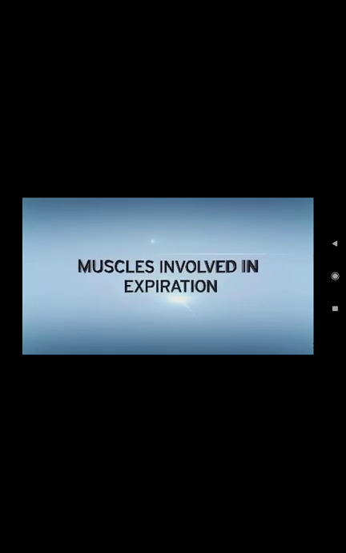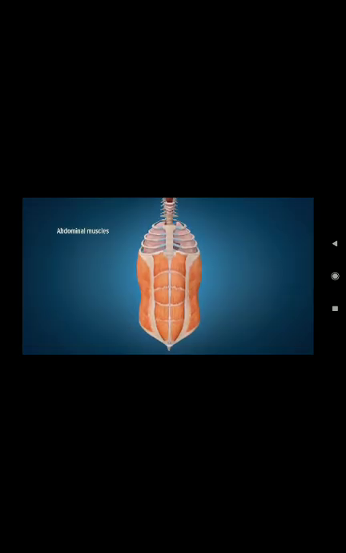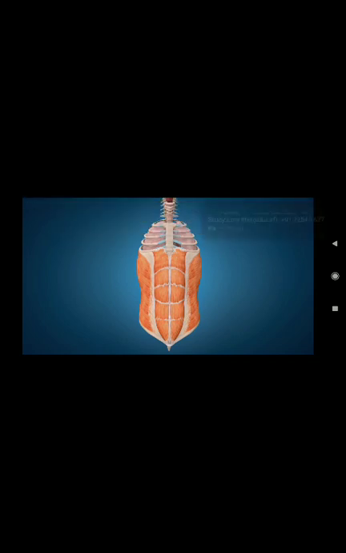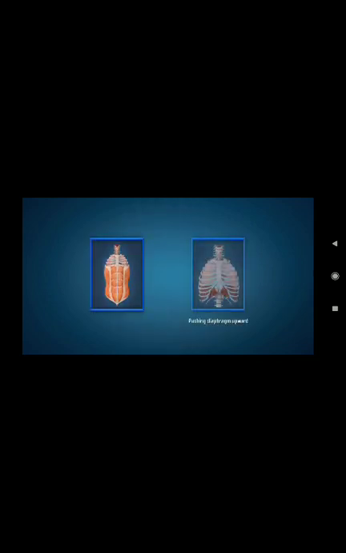Muscles involved in expiration. Abdominal muscles. During expiration, the muscles of the abdominal wall contract and increase the intra-abdominal pressure, pushing the diaphragm upward. The diaphragm relaxes, thereby compressing the lungs.